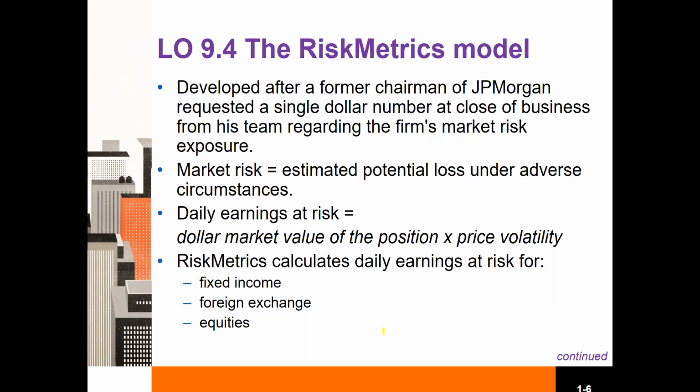Once he stated that at close of business each day, tell me what the market risks are across all businesses and locations. So, in short, the chairman of JP Morgan wanted a single dollar number at the end of each day that would tell him the bank's market risk exposure the next day, especially if the day turns out to be a bad day.